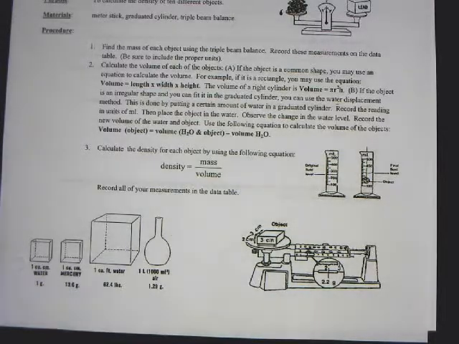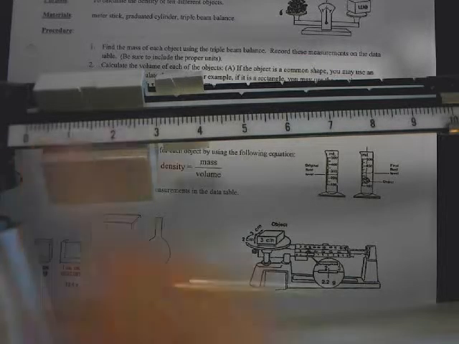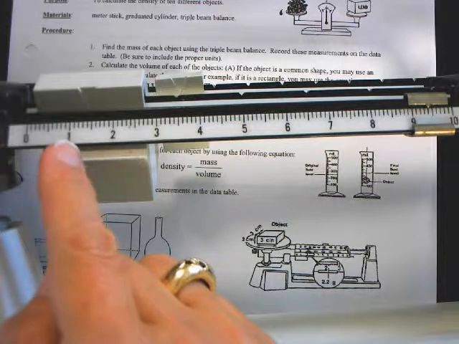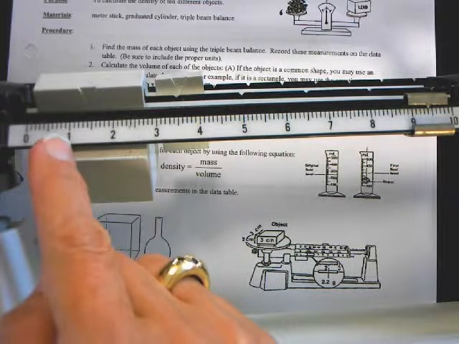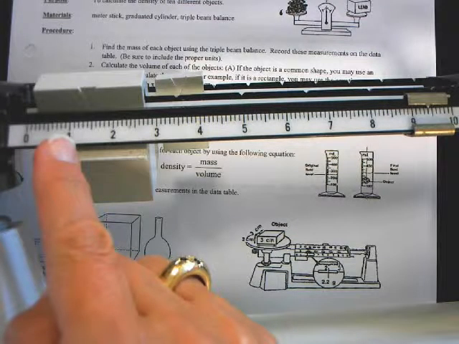So if we have a triple beam, we're going to look at it here. These are grams. So this is a gram. That's a tenth of a gram. If we approximate between the lines, that's going to be a hundredth of a gram.